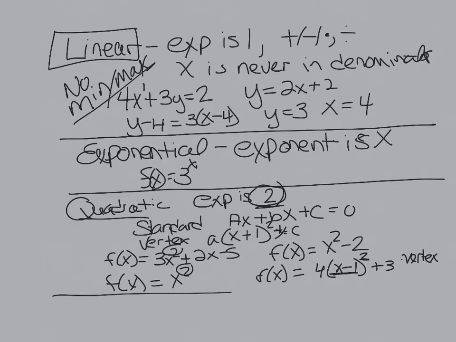Then absolute value, those are easy to identify because they have absolute value bars in it. f of x equals absolute value of x plus 1, or absolute value of x. It's going to have the absolute value bars. Okay, so first we have to identify our equations before we can determine the minimum or maximum. All right.